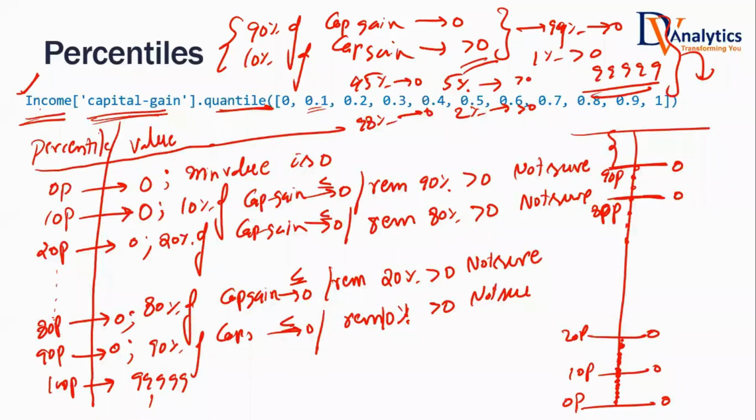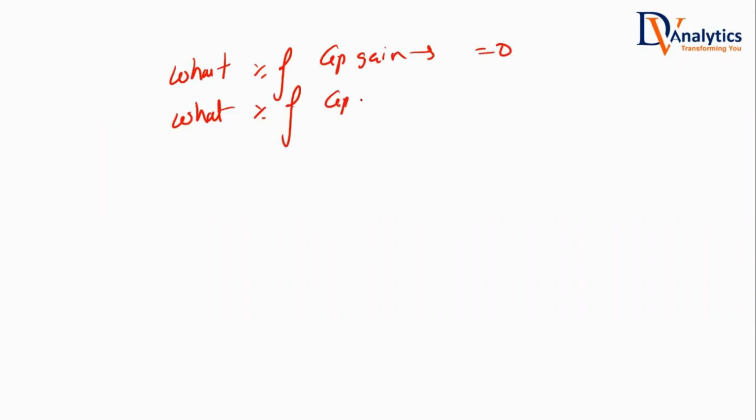Now what you're going to do is write that code and tell me. Don't paste the answer in the chat window. You have to analyze that output. Tell me what percent of capital gain is exactly 0 and what percent of capital gain is greater than 0.